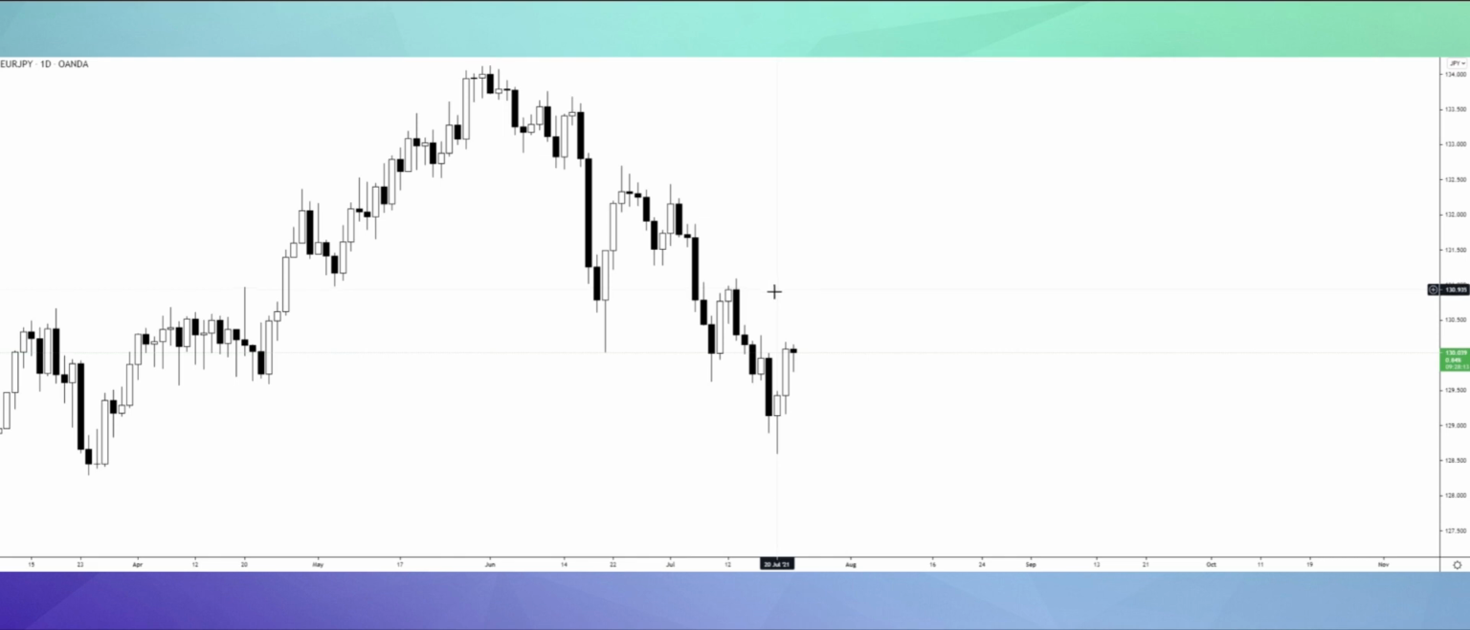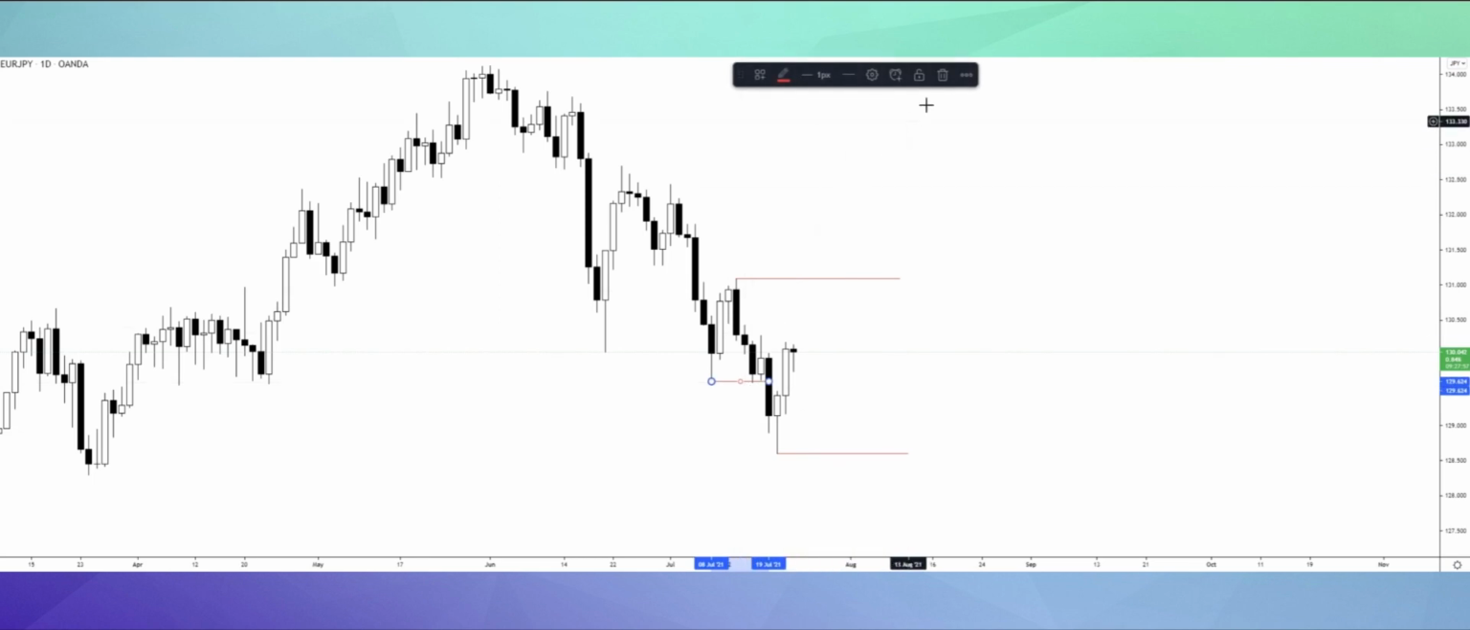And I'd say it's mainly for the lower time frames, but it's just good to mark them up on the high time frames. So for example, you've got your daily lows, right? So you can go ahead and mark all them up.